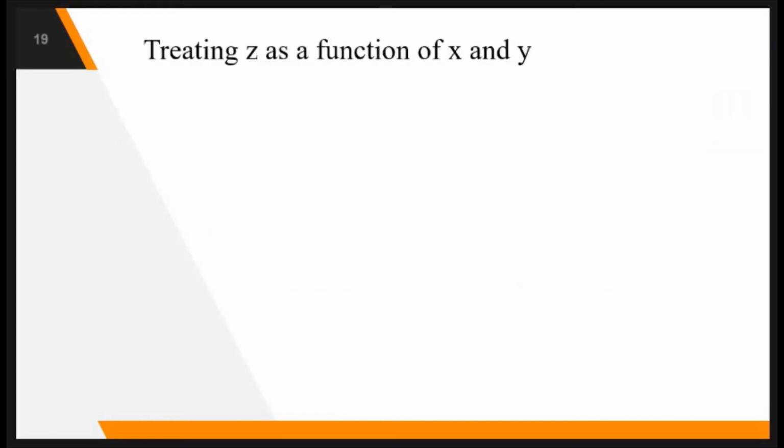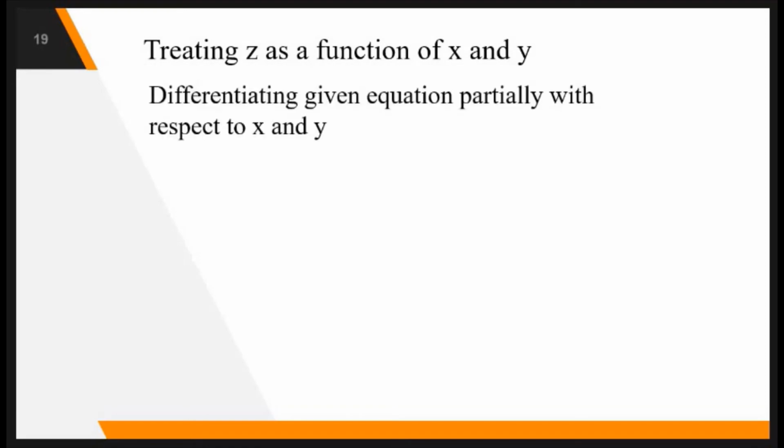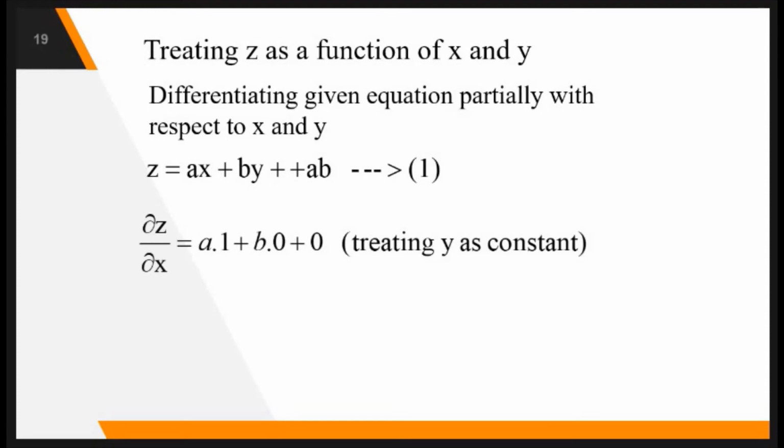So treat the given function z as a function of x and y, differentiating the equation partially with respect to x and y. Now write down the given equation. Now what is dou z by dou x? It is a into 1 plus b and y are constant, so 0, plus ab is also constant, so 0. So you will get dou z by dou x equal to a. Call that equation number 2. But what is dou z by dou x? It is p. So p is equal to a. You got equation number 2.